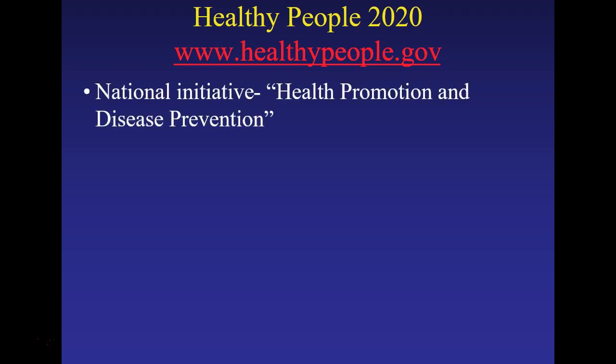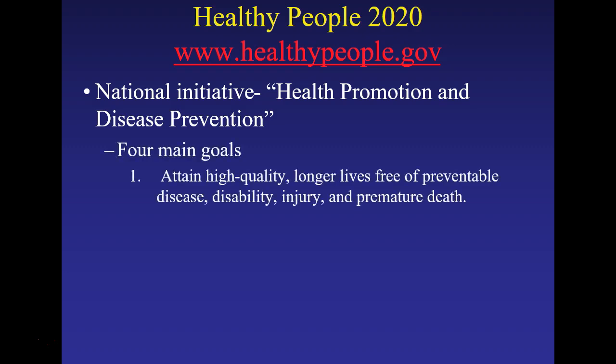So I don't remember when this started, but probably in 2015 when the data came out, there was this national initiative called the Health Promotion and Disease Prevention Program by the Healthy People 2020. The idea was that by 2020 they wanted to take away all the things that are inhibiting people from being their best selves, and to attain high-quality, longer lives free of preventable disease, disability, injury, and premature death. So let's find a way to make sure everyone is living a safe and healthy life, okay?